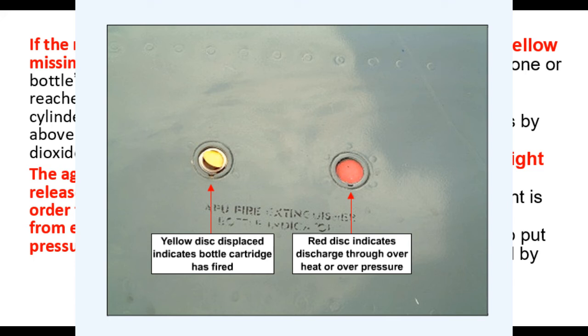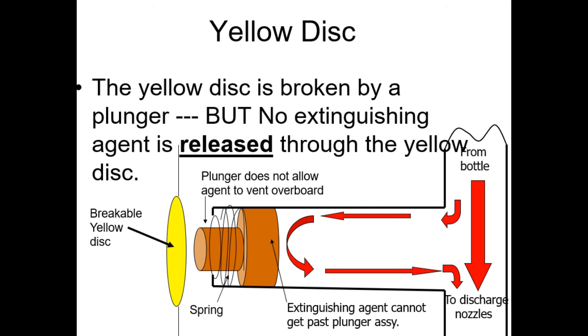This means the agent is sent through the normal discharge nozzles to put out a fire as detected by the flight crew. Here we can see how that yellow disc often works. Here we have a spring and a plunger. When we discharge that extinguishing agent, we don't want to vent any overboard, so we're going to use this plunger and spring assembly to push that yellow frangible disc out and break it without releasing our agent into the atmosphere. We need that agent to go into the nozzles and address our fire situation at that point.